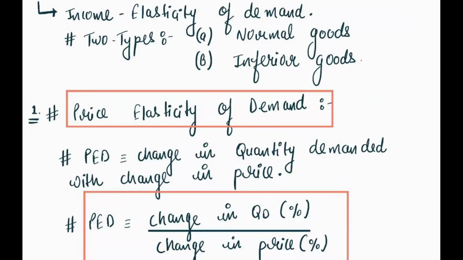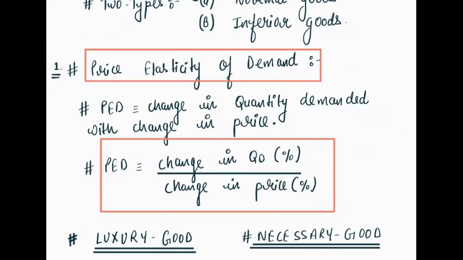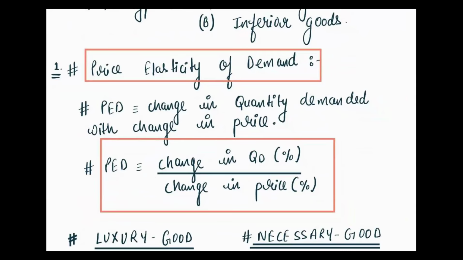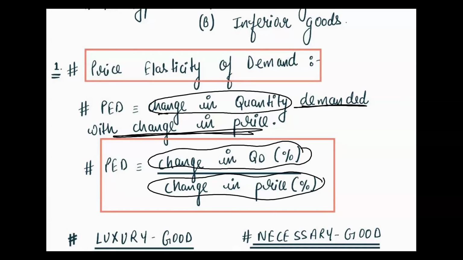So first, in the elasticity concept, I'm going to teach you what you understand by price elasticity of demand. First price elasticity, then cross elasticity, then income elasticity. It is very easy, right? Price elasticity of demand is the change in quantity demanded with the change in price. So change in quantity demanded with the change in price is known as price elasticity of demand.